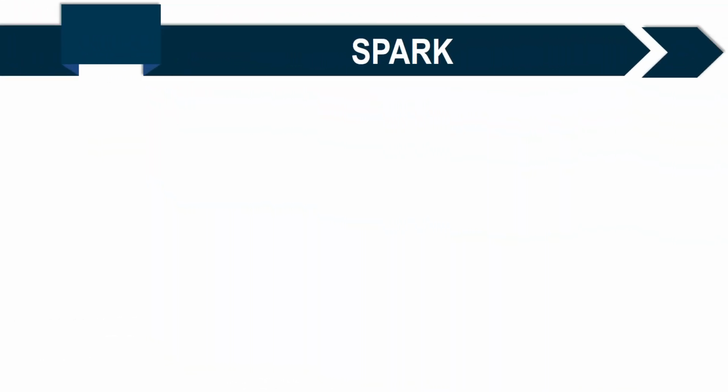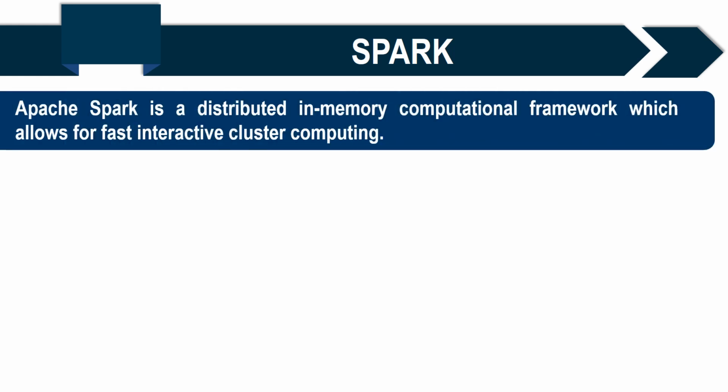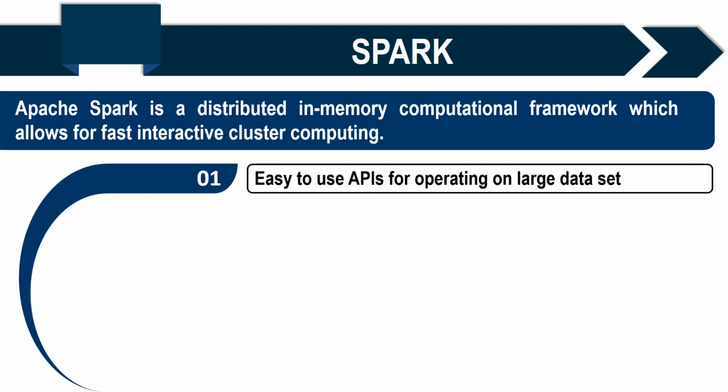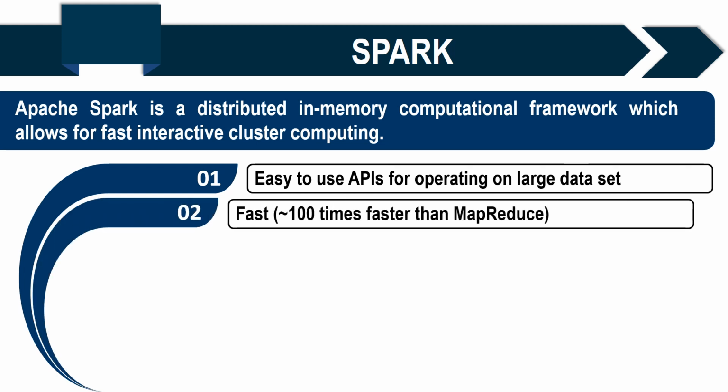That is why we have Spark, which is once again part of the Apache Foundation project. So Apache Spark is a distributed in-memory computational framework which allows for fast interactive cluster computing. One of the beauties of Spark is its easy to use APIs for operating on large sets of data. It is much faster than Hadoop, almost 100 times faster.